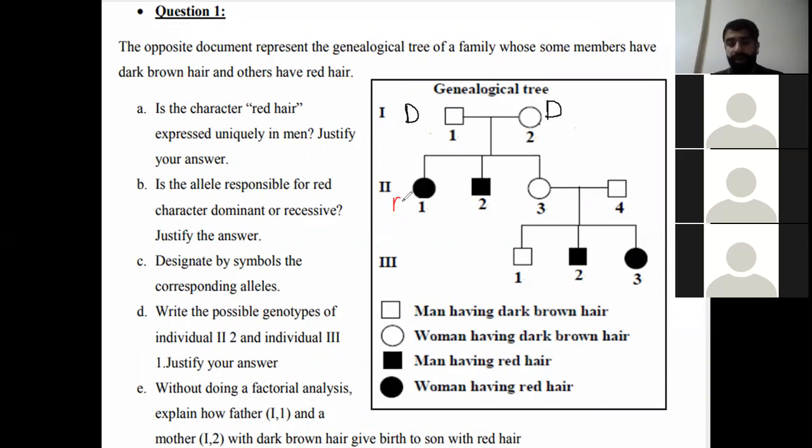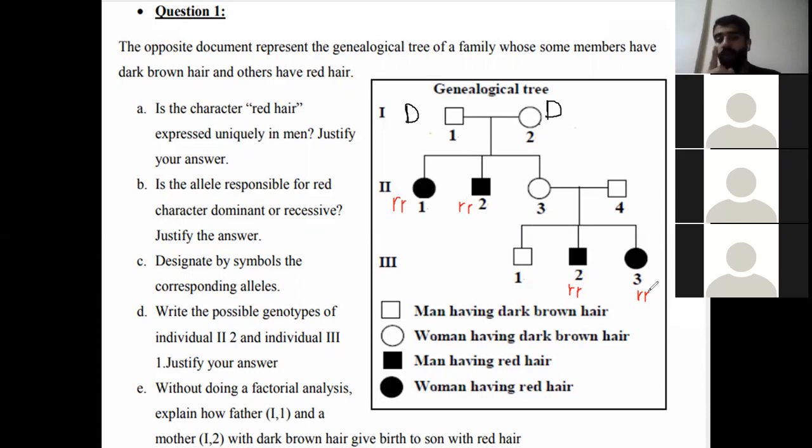R small, R small, and this one R small, the same. When I move to 3-2 and 3-3, they are also the same. So if I ask you to determine the genotypes or write the possible genotypes of all members of the pedigree, you can work 2-1, 2-2, 3-2, 3-3 all together and give them the same justification. Since they have red hair and the red hair allele is recessive, they should be homozygous of genotype RR.